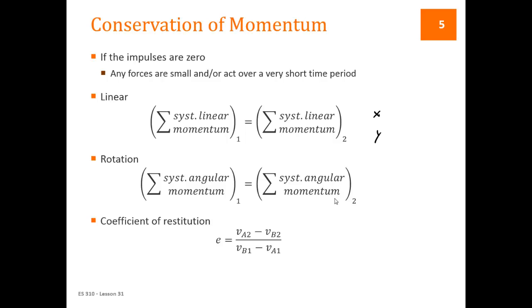If you remember back to what we did in linear conservation of momentum, we also had a coefficient of restitution. And that coefficient of restitution still holds here. The velocity of A after impact minus the velocity of B after impact, divided by the velocity of B before minus the velocity of A before, is equal to our coefficient of restitution. And so if we know the coefficient of restitution, we can handle solving for two unknowns. Whereas if we don't know it, we can only solve for one.